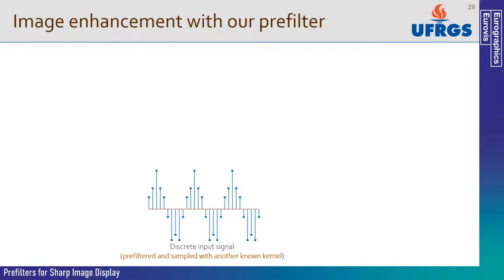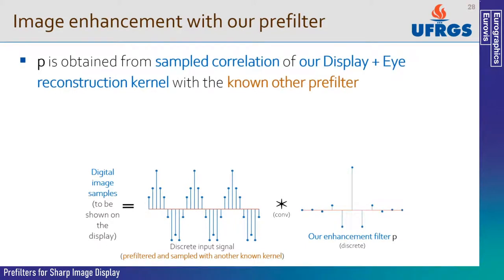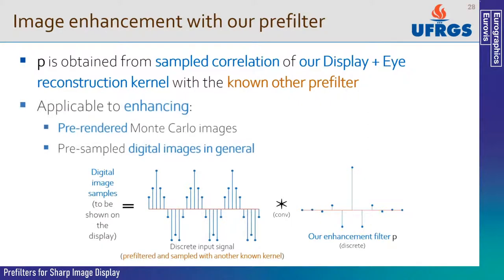For another application of our prefilter, which we call image enhancement, the input signal has already been prefiltered and sampled with another known kernel. In this case, the digital image samples to be shown on the display are obtained by filtering the discrete input with our discrete enhancement filter P, which is uniquely defined from the sampled correlation of our display plus eye reconstruction kernel with a known other prefilter. This idea is applicable to enhancing pre-rendered Monte Carlo images, but also to enhancing digital images in general.